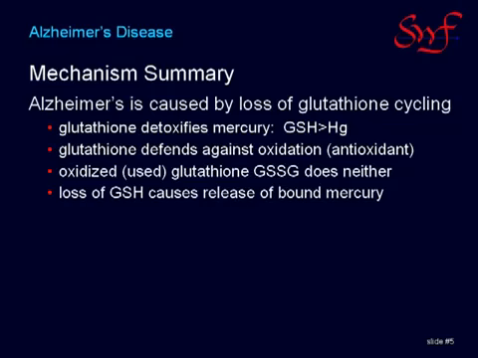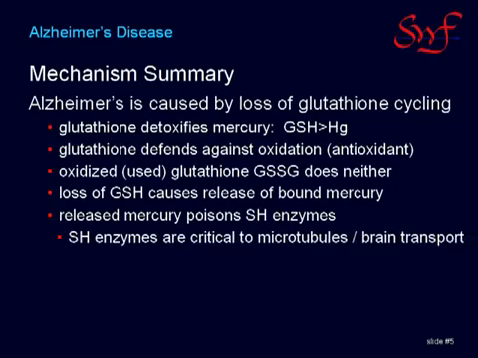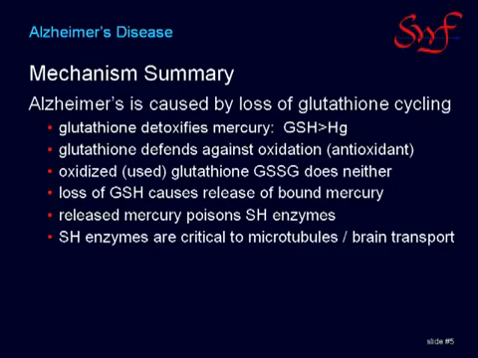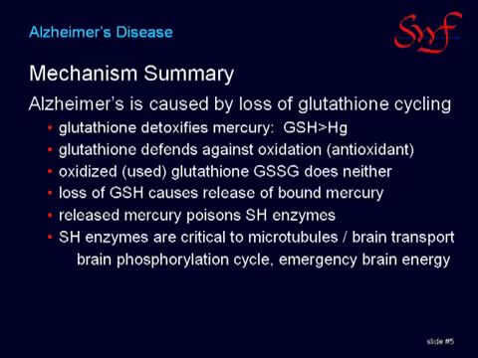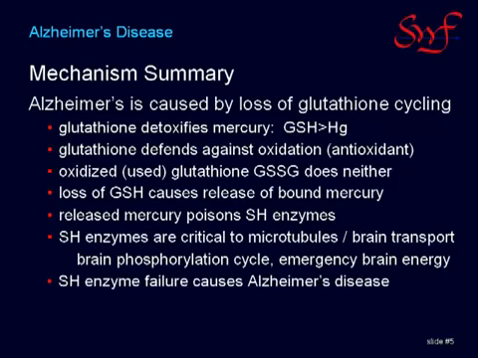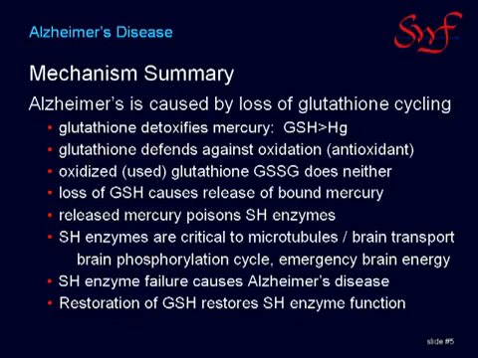Oxidation of glutathione causes release of bound mercury. Released mercury poisons sulfhydryl enzymes. Sulfhydryl enzymes are vital parts of several critical brain systems, including microtubule maintenance, the phosphorylation cycle, and the energy backup system. Sulfhydryl enzyme failure is a defining characteristic of Alzheimer's disease, and glutathione restoration reverses Alzheimer's disease.